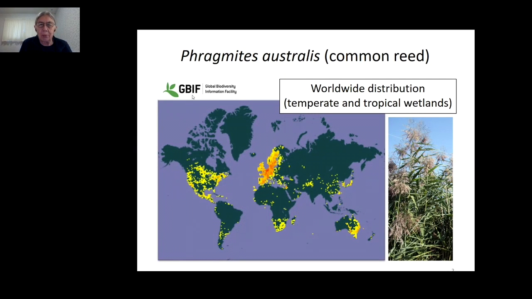I'm just going to start with a bit of an overview here. This is a worldwide map of known localities for Phragmites australis taken from the GBIF website. You can see it's extremely common in Europe and in North America, and it's a worldwide grass that occurs in temperate and tropical wetlands all over the world. This map certainly is an underestimate of its presence in many parts of the world, but it gives a glimpse of how it is in North America and Europe.